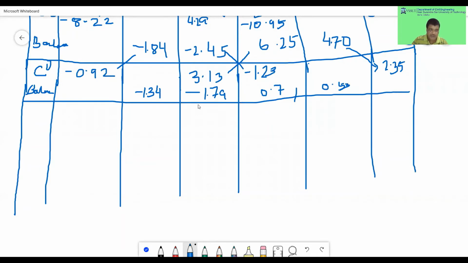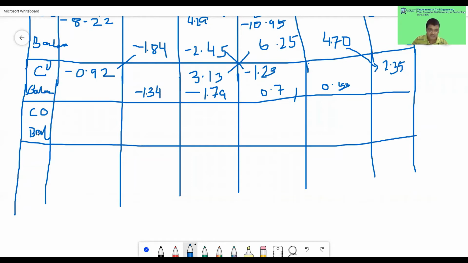Now again go to carryover, and again carry over and balance. So go on doing this. I'm just writing the values, so accordingly you have to change the values. So it will be minus 0.67, and here it will be 0.35.